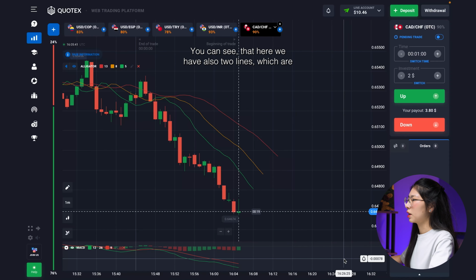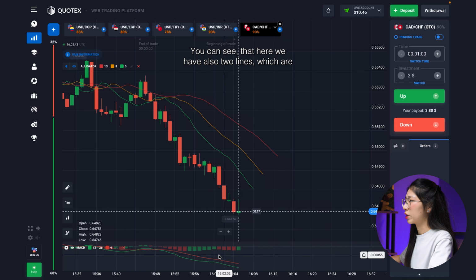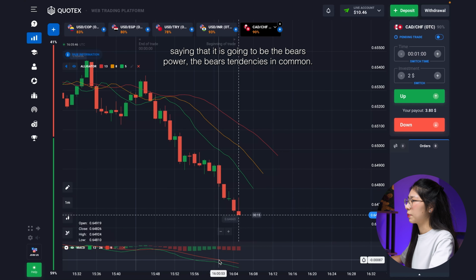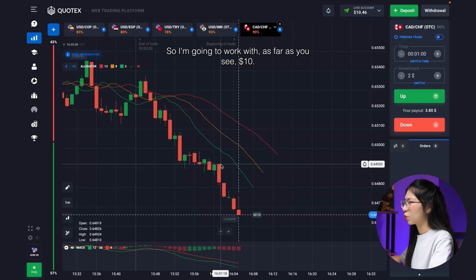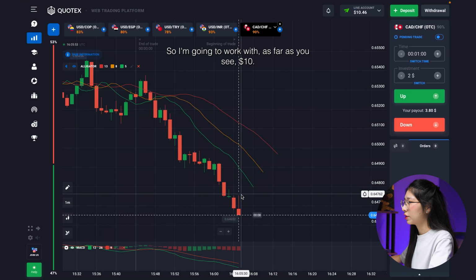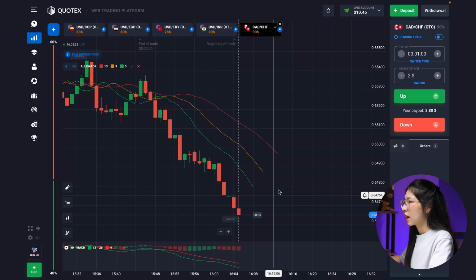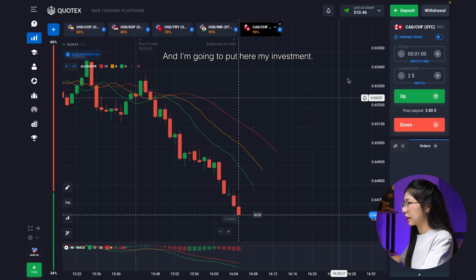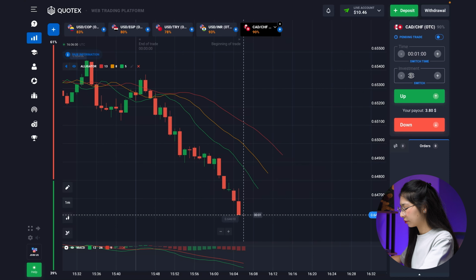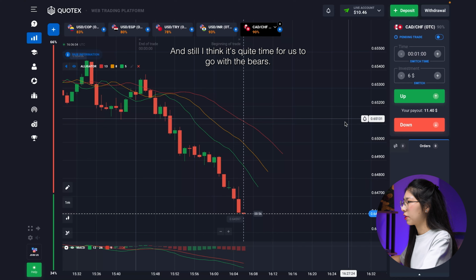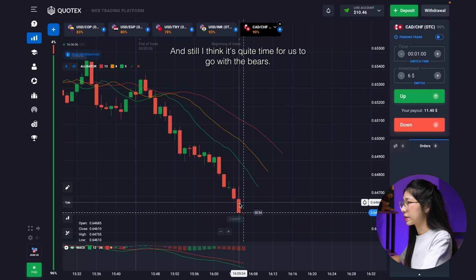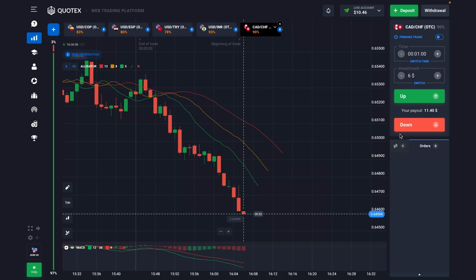And you can see that here we also have two lines which are saying that it is going to be the bears' power, the bears' tendencies in common. So I'm going to work with this. First you see $10, and I'm going to put here my investment. I'll go for example $6, and still I think it's quite time for us to go with the bears. So let's try.